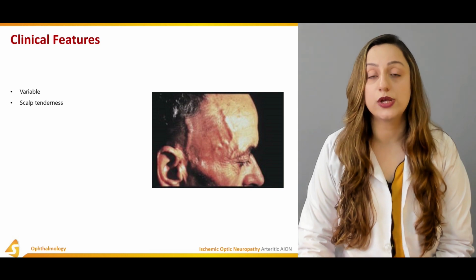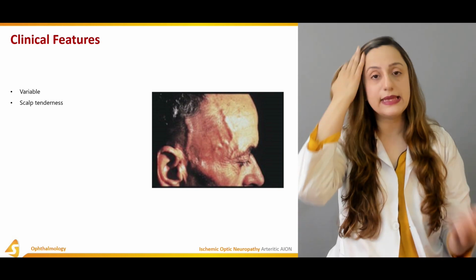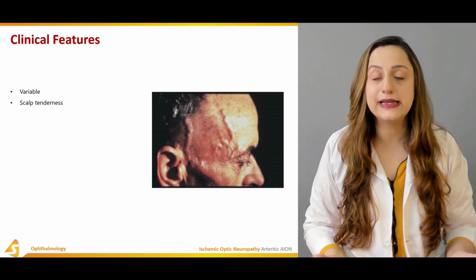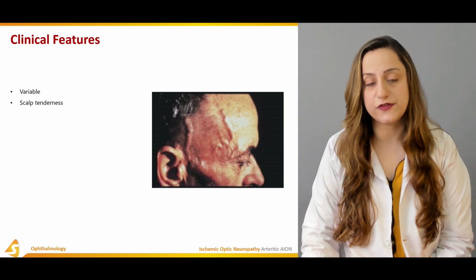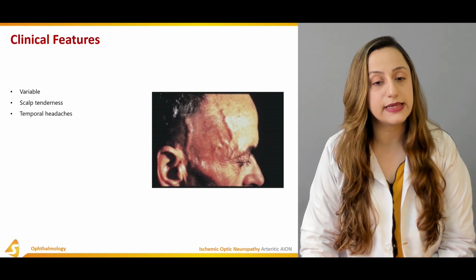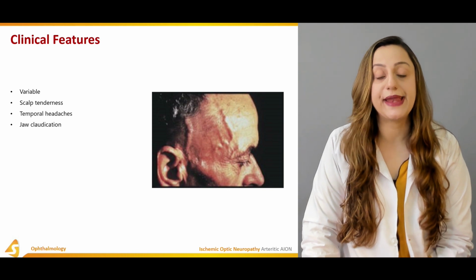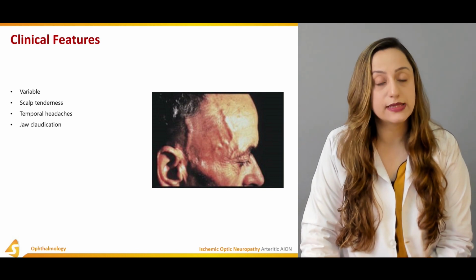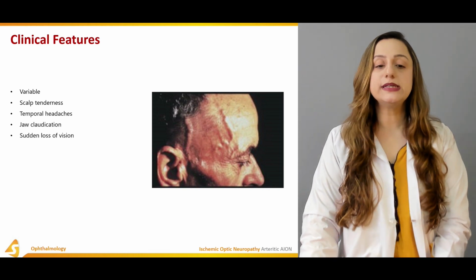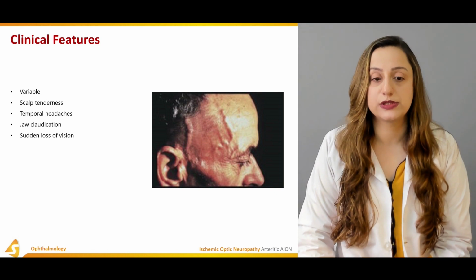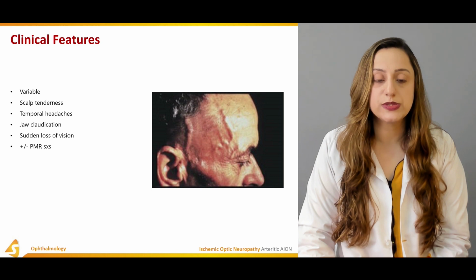Scalp tenderness is one of the typical clinical features observed in these individuals. Headaches, malaise, tiredness, and jaw claudication are some of the features seen. Temporal headache is one of the typical clinical pictures. Jaw claudication and jaw tenderness, or TMJ involvement, that is the temporomandibular joint, occur in a lot of cases as well. And usually the patient would give you a history of sudden loss of vision, or even decreased visual acuity.